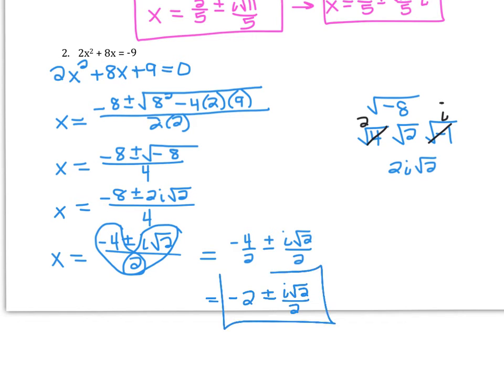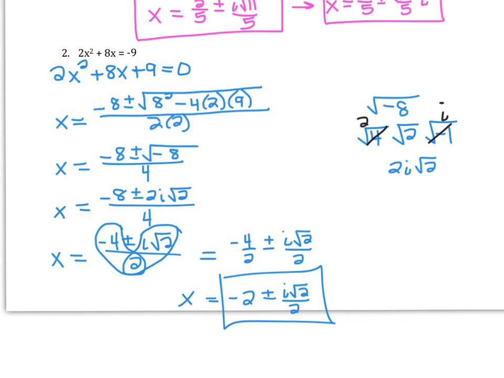Okay, so this is a plus bi form. Here's my a, this is my real component, and here's my b times i, my imaginary component. If you prefer to have the i at the end, so you can clearly see that your a is negative 2 and your b is radical 2 over 2, you can rewrite it if you prefer.